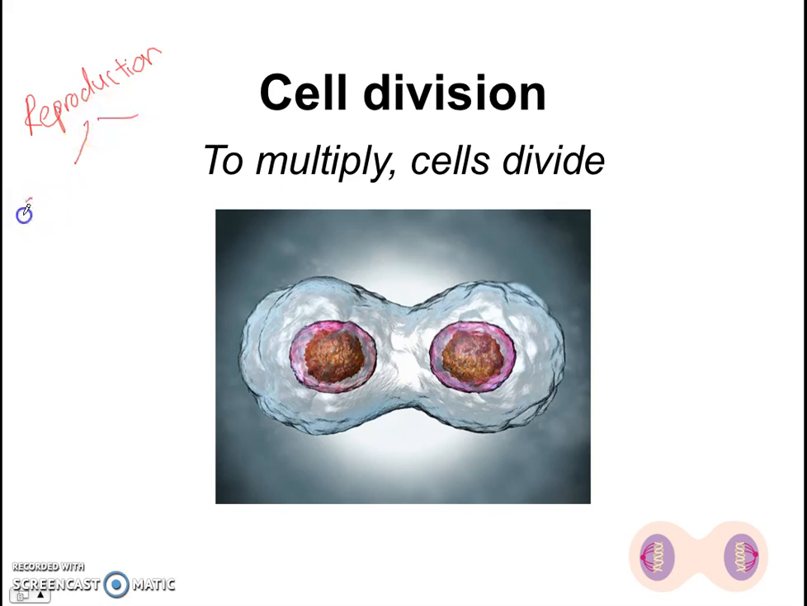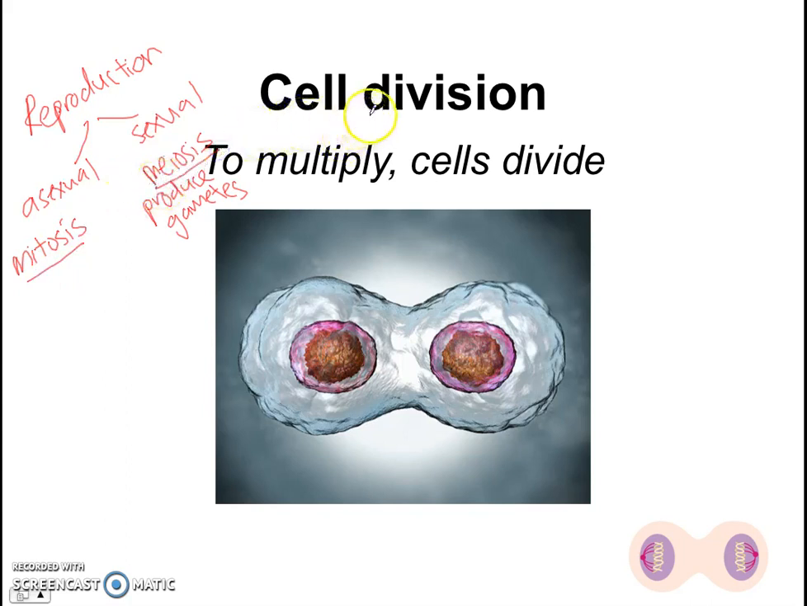Well, in the last topic, we were looking at reproduction, and I hope you recall that we saw that there were two main types of reproduction, asexual and sexual. And hopefully you can still recall that under asexual reproduction, I talked about this thing called mitosis. And under sexual reproduction, I talked about this thing called meiosis, which was involved in producing gametes, or your sex cells. It turns out that both mitosis and meiosis are types of cell division. And so in this topic, we're going to take a closer look at both mitosis and meiosis.